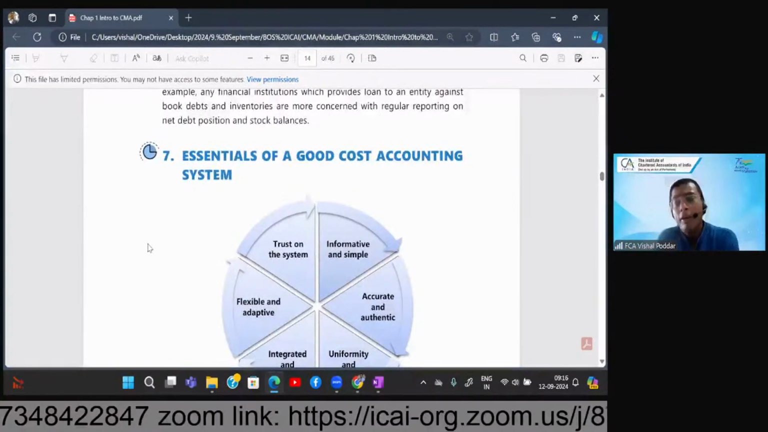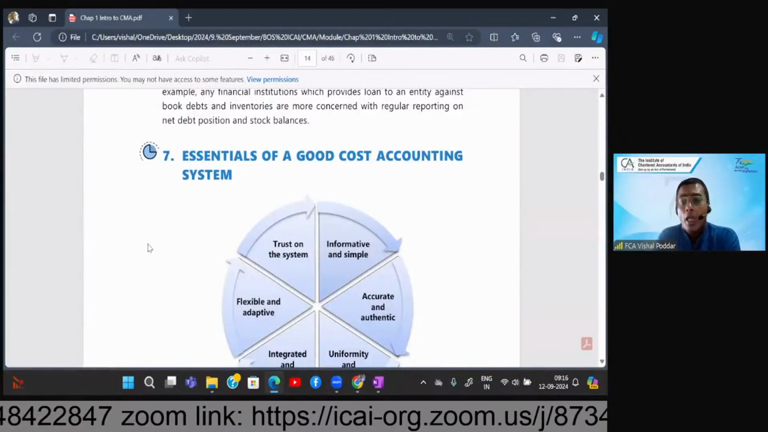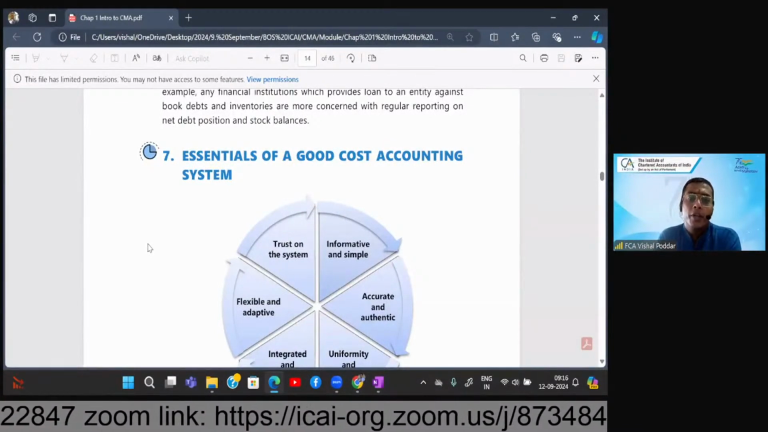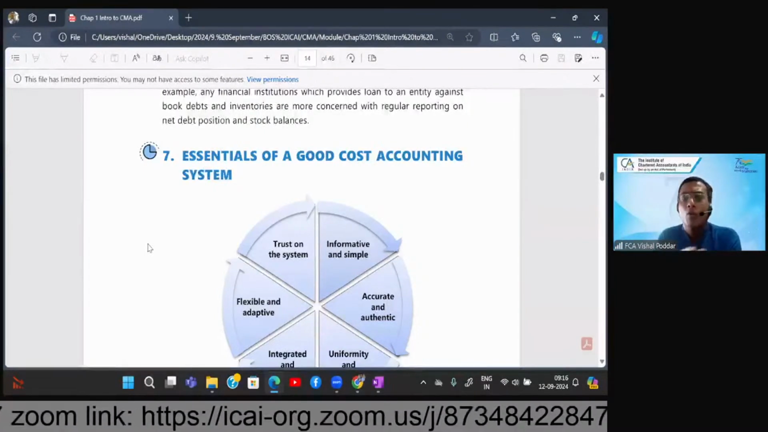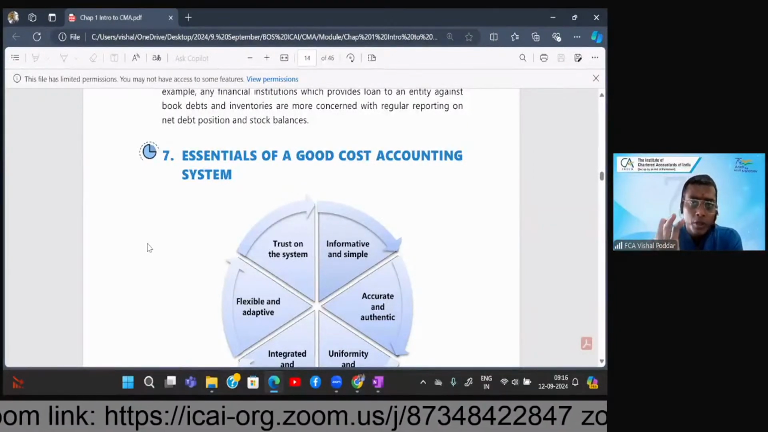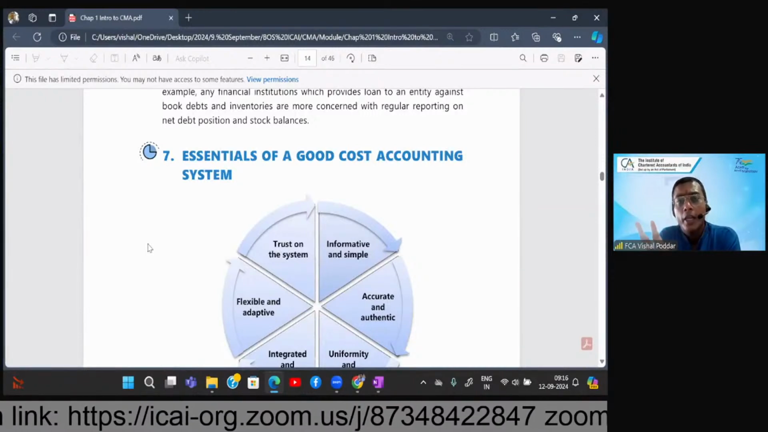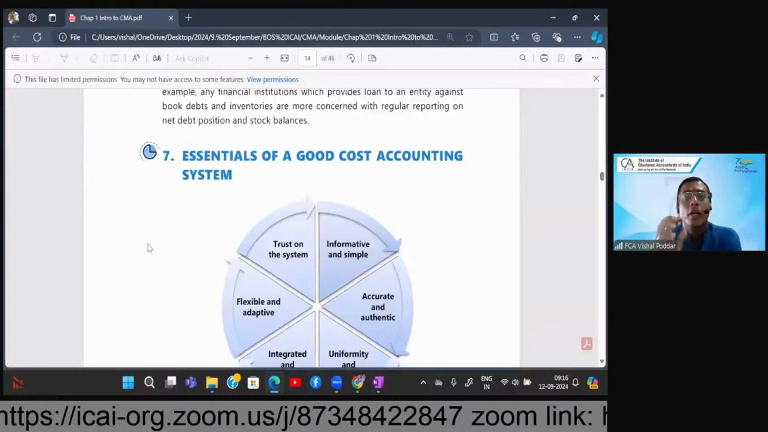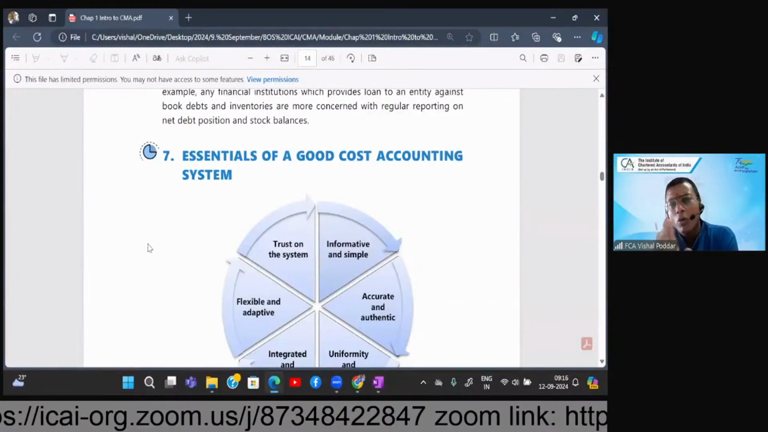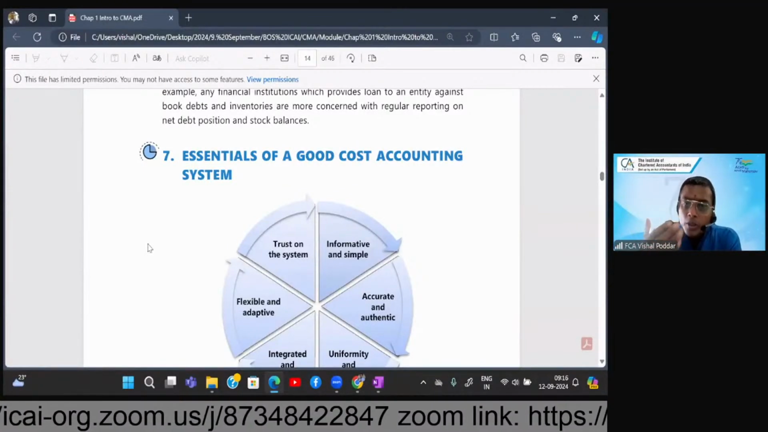Now, coming to an interesting theory question. Essentials of a good cost accounting system. Now, what is a cost accounting system? So till date in my organization, I was not doing costing. I was not doing cost accounting. That is, I was not having any mechanism to find out cost, nor was I having any mechanism to report that cost or record that cost. I was having no costing books. Now I want to start this.